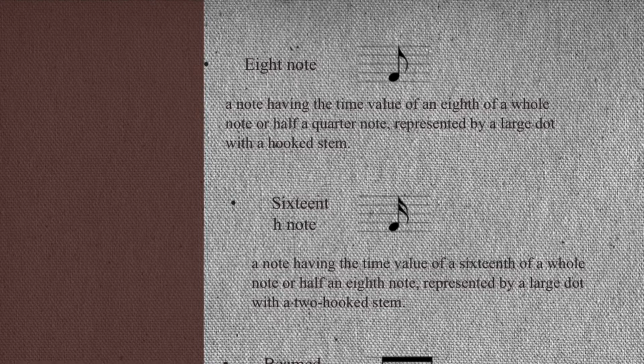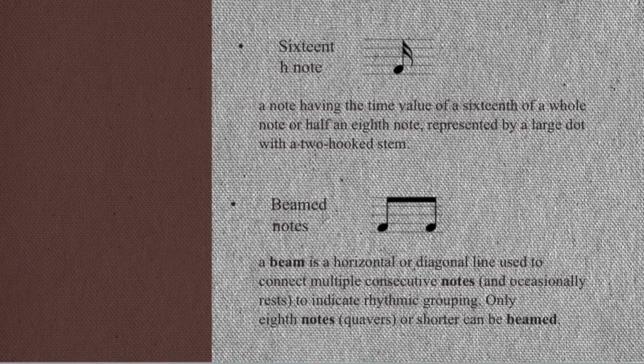Eighth note. A note having the time value of an eighth of a whole note or half a quarter note, represented by a large dot with a hooked stem. So eighth note has 1/2 of 1 beat. 16th note is a note having the time value of a 16th of a whole note or half an eighth note, represented by a large dot with two hooked stems. 16th note will be worth half of an 8th note.